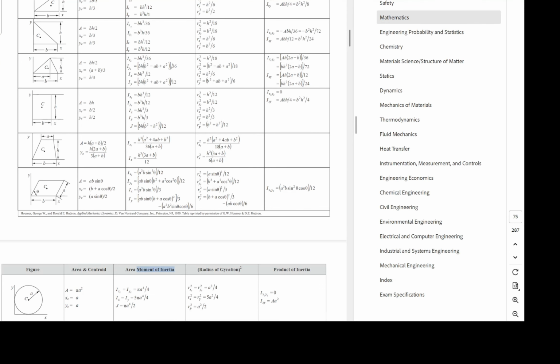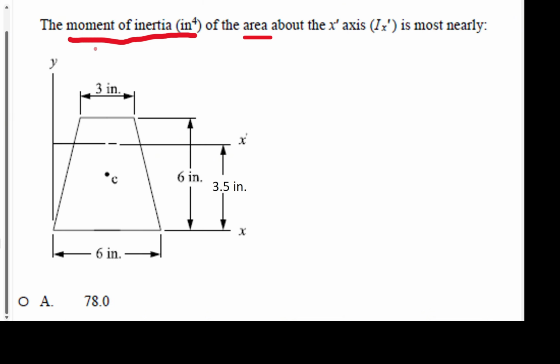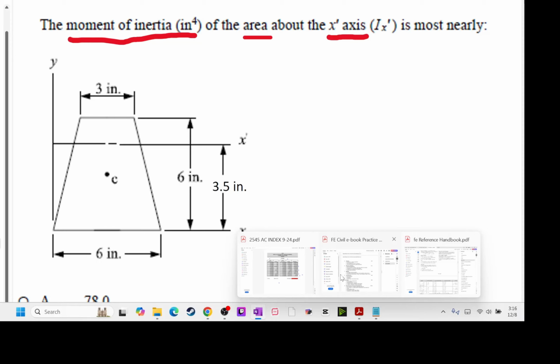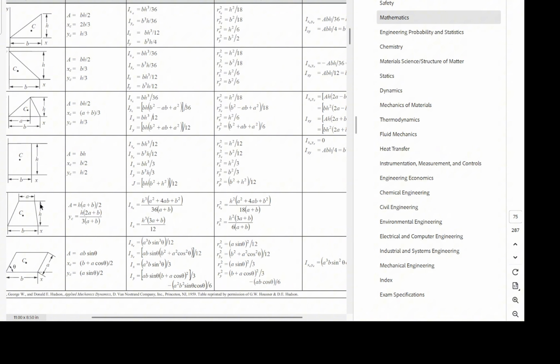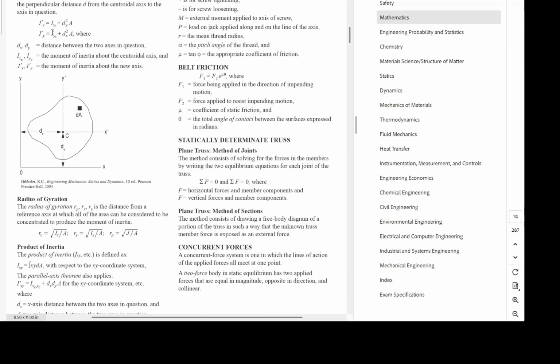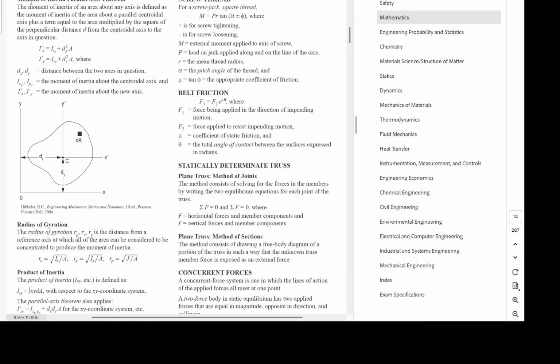What we need is the area moment of inertia, right? Now let's get back to the question real quick and check what is required. We want the moment of inertia of the area, but about the x dash axis, guys. It's not about the centroid. But as I was already showing you, all the formulas that are listed over here are moment of inertia about the centroid. That is the reason it is listed as IXC. Got it?